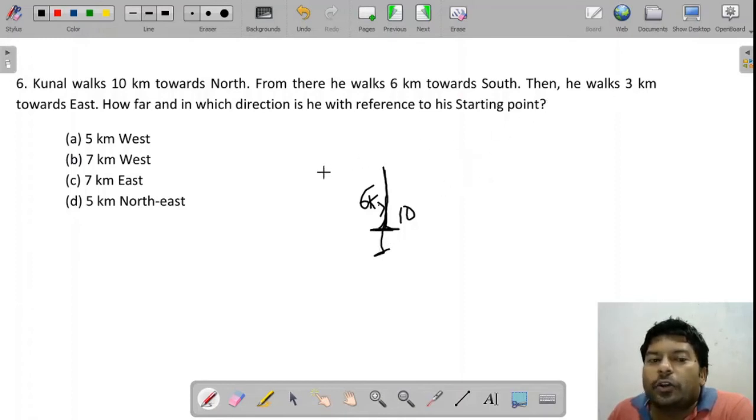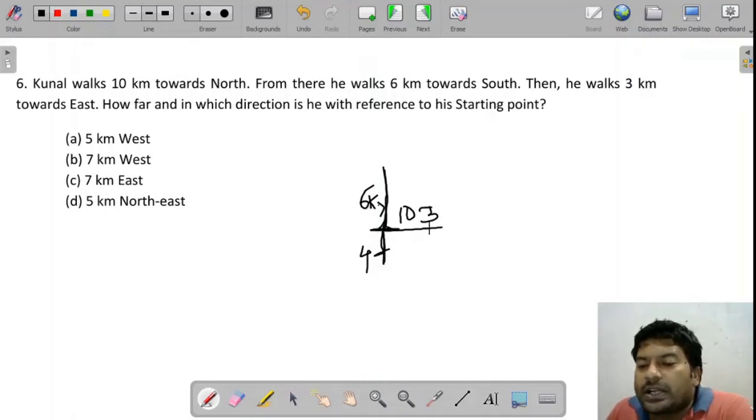Then he walks 3 kilometers towards east. From here, he walks 3 kilometers towards east. This is 4 kilometers, because in total he has traveled 10, out of which 6 he has come back. So remaining is 4. Again he has traveled 3 kilometers towards east. How far and in which direction is he from the starting point? So this is the starting point. We will have to check the distance between the starting point and end point.